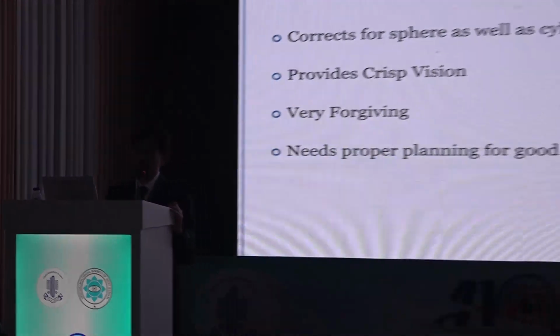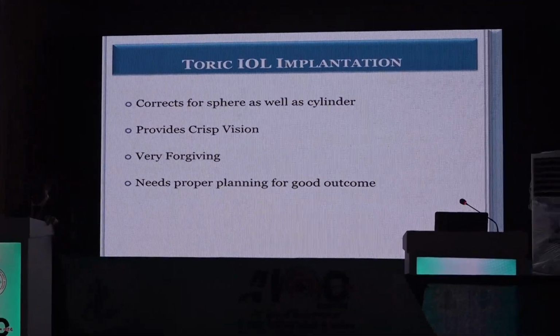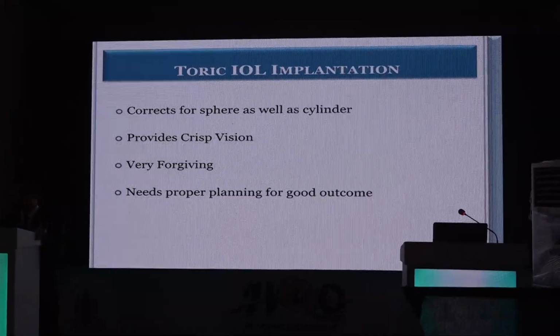As you all know, about one-fourth of patients have significant astigmatism, and they do require correction of this astigmatism, because the visual acuity, if you measure, can be close to 6/6, but the crispness of vision is not there if the astigmatism is not fully corrected. That's why it's very important to think about the cylinder as well as the sphere.